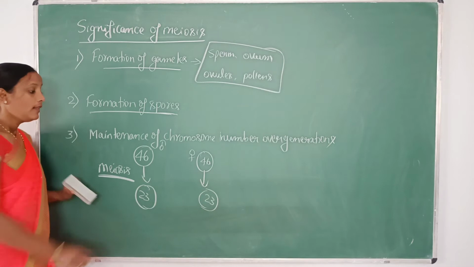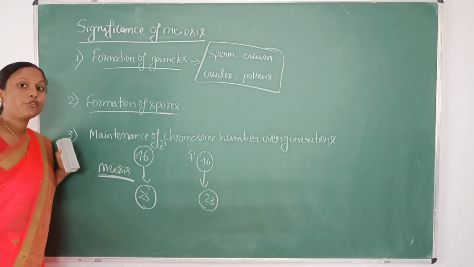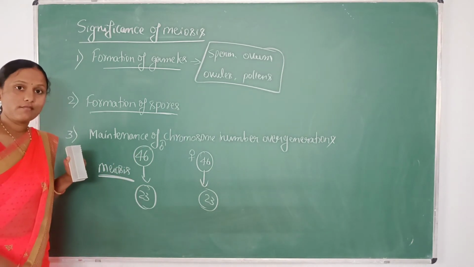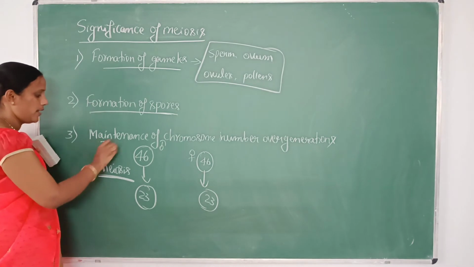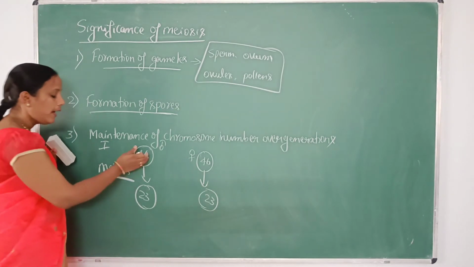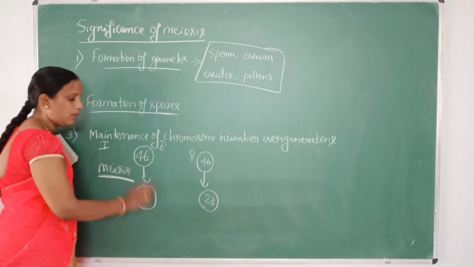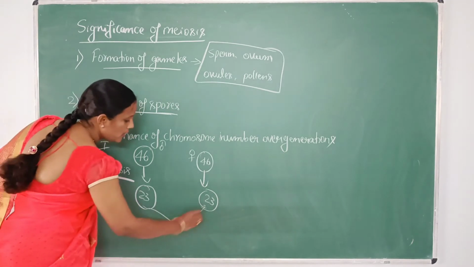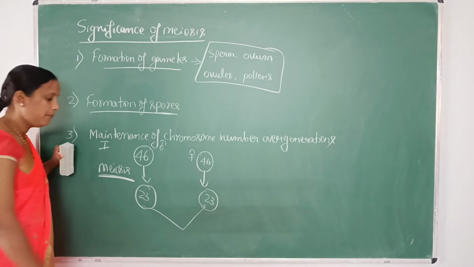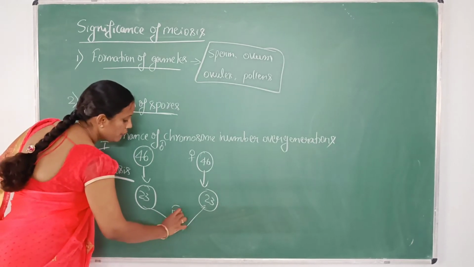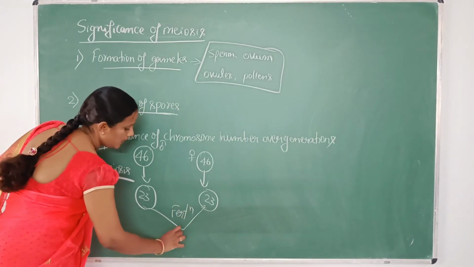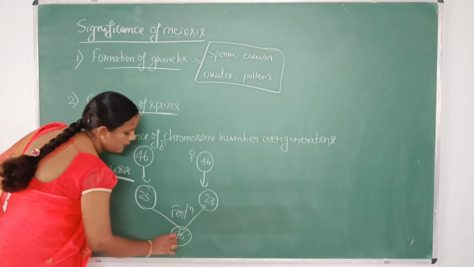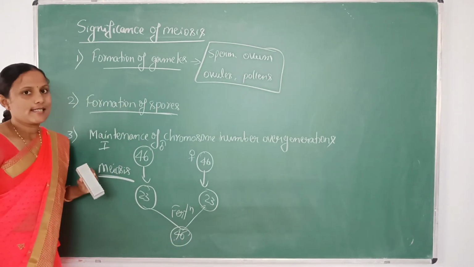And this number of chromosomes should be restored in the next generation. This is first generation, say for example. And in the next generation, same number of chromosomes should be restored. And that restoration of chromosome number will take place by fertilization. After fertilization, the number of chromosomes will again be 46.